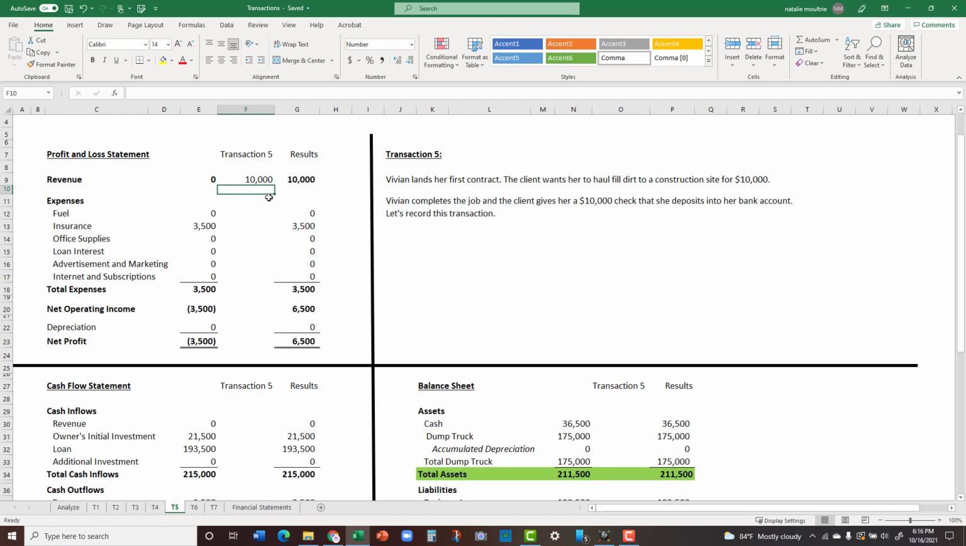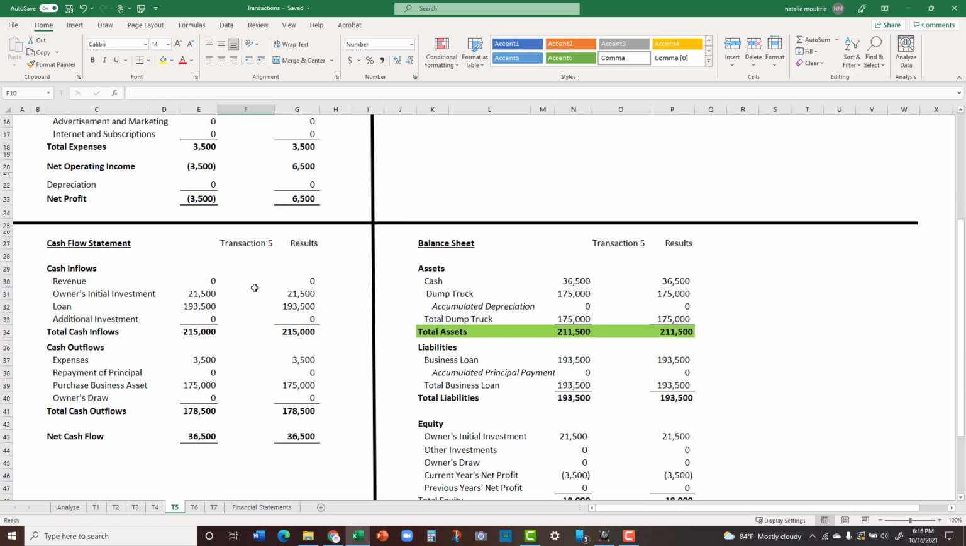And so as we build our profit and loss statement, we see that our revenue minus our expenses will give us a net operating income now of $6,500. All right, so where else will this $10,000 apply? It will apply on our cash flow statement as revenue. Okay, so that increases our net cash flow. Now we have $46,500 in the bank.